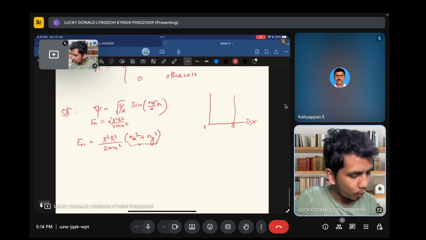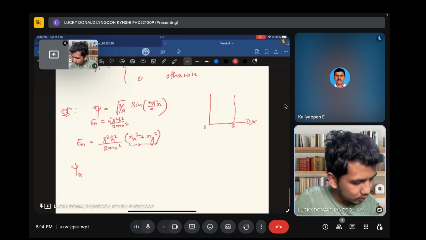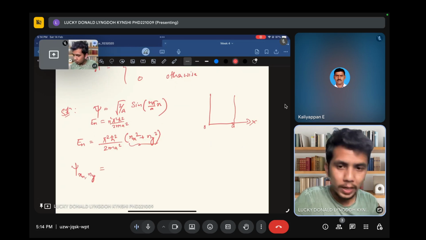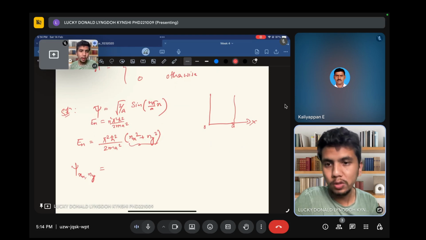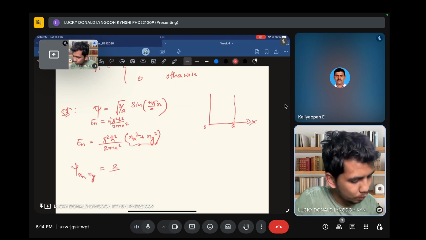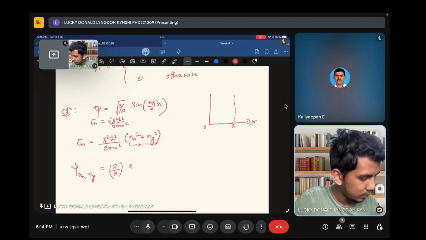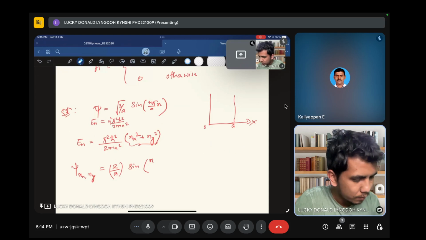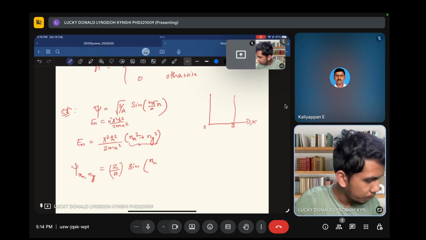And similarly, the wave function psi, now it will be psi nx, ny, because it is two dimensional. It will become root 2 by a into square root of 2 by a, multiplied by sine of nx pi by a into x and sine of ny pi by a into y.